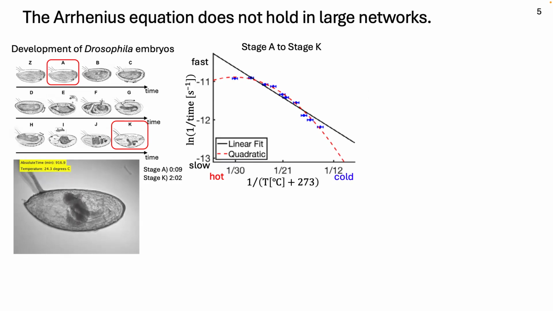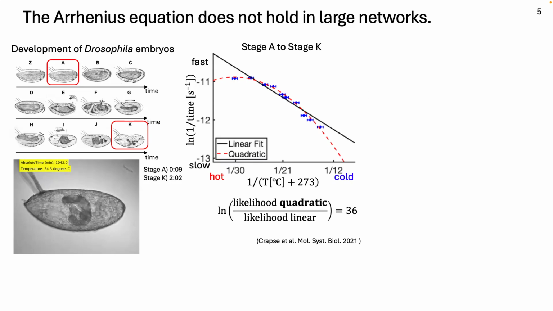But in this experiment, the Arrhenius plot is not linear. The shape is non-linear, and this experiment follows a quadratic function rather than a linear function. The log likelihood of the quadratic function is much larger than that of the linear function.